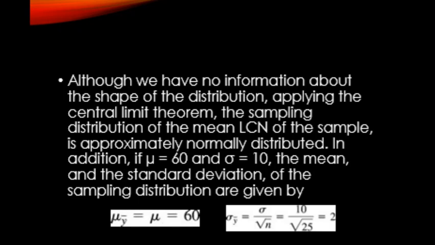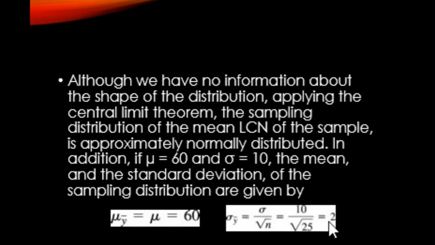Here we don't know what the actual shape of the distribution is for the population. So we will apply the central limit theorem because the sample is large enough. So the sampling distribution of the mean of LCN is approximately normal, okay? And mu Y bar will be equal to the population mean, which is 60, and sigma Y bar will be sigma divided by square root of n, which is 10 divided by 5, or 2.